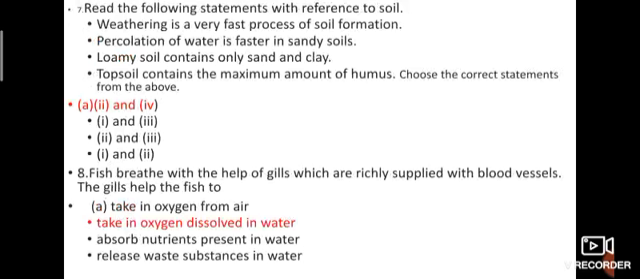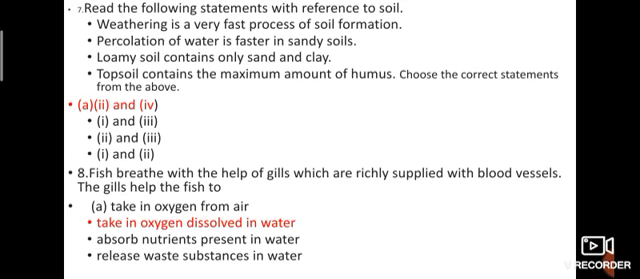Read the following statements with reference to soil. Option A: Weathering is a very fast process of soil formation. Percolation of water is faster in sandy soils. Loamy soil contains only sand and clay. Topsoil contains the maximum amount of humus. Choose the correct statements from the above. Four statements are there. Which ones are correct? Option A, 2 and 4. Percolation of water is faster in sandy soil. 4. Topsoil contains the maximum amount of humus. Yeah, both statements are true. Option A is the correct answer.